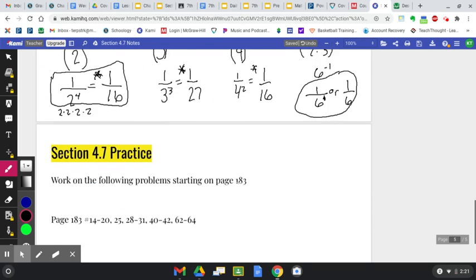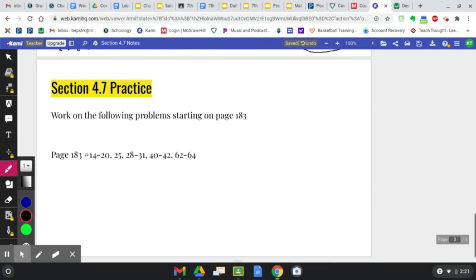All right, your assignment is section 4.7. It's on page 183 to start, and you can do the following numbers there. This is the last section that we're going to cover in chapter 4. From here we'll have a quick check, practice test. We'll have an extra credit opportunity, and then we have our test next Tuesday.